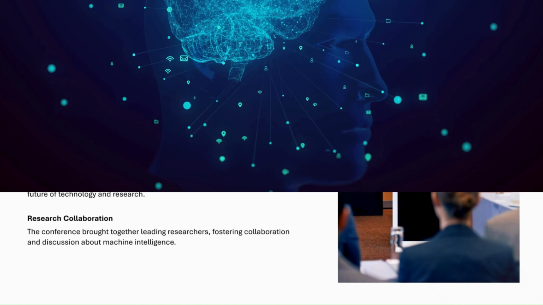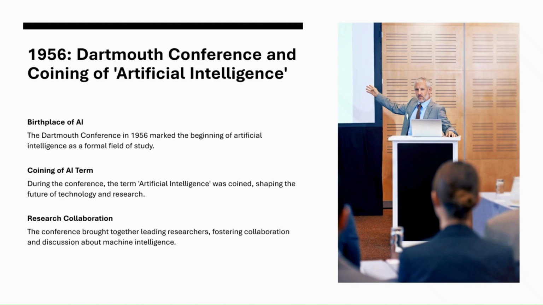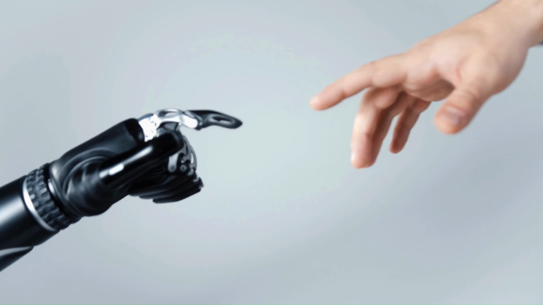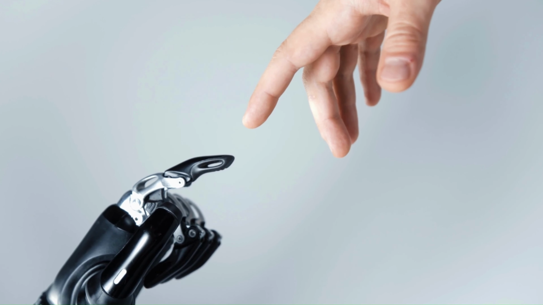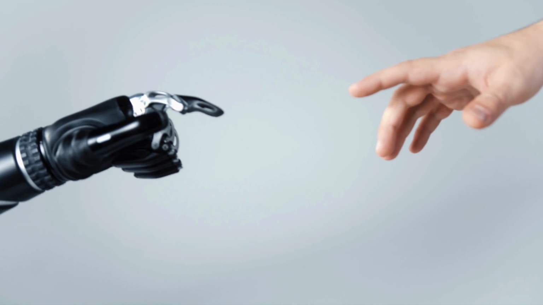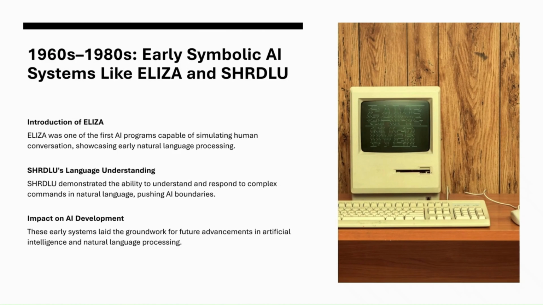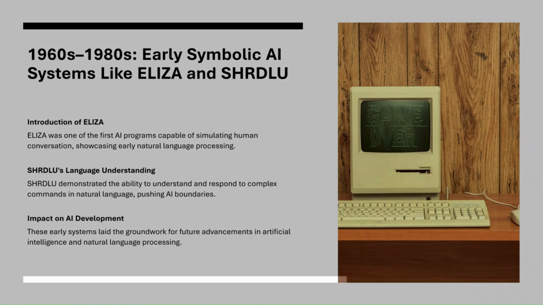The Dartmouth Conference in 1956 is seen as the starting point of AI as a field. At this event, researchers came together to talk about how machines could act like humans. This is when the term artificial intelligence was first introduced. During this time, early AI programs like ELIZA and SHRDLU showed that computers could hold simple conversations and understand basic human language. These were important steps forward in AI development.